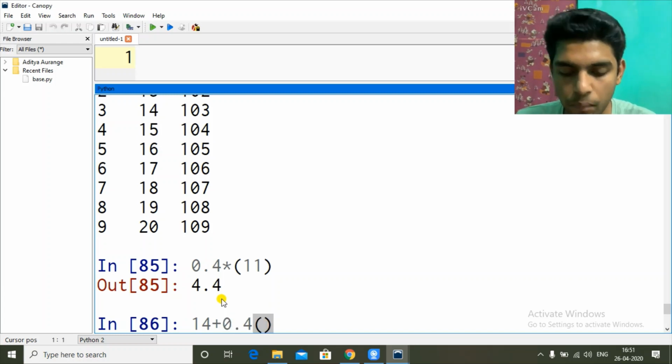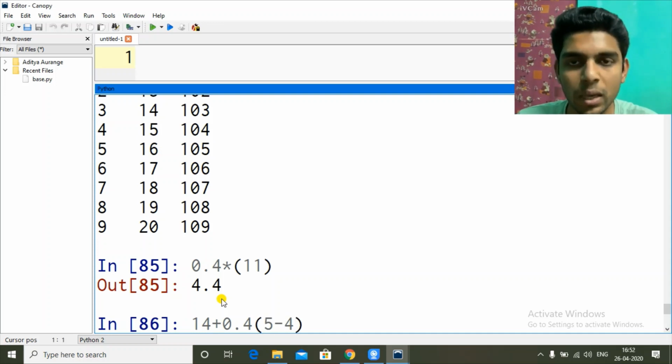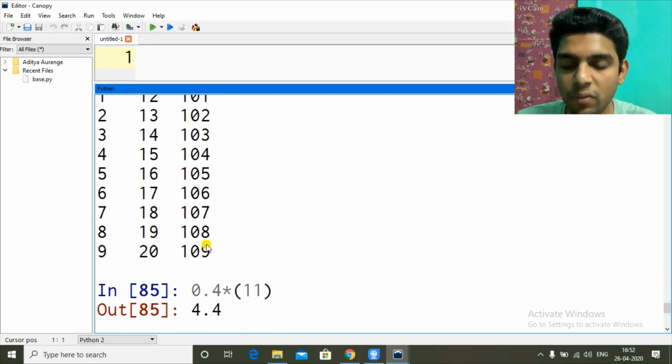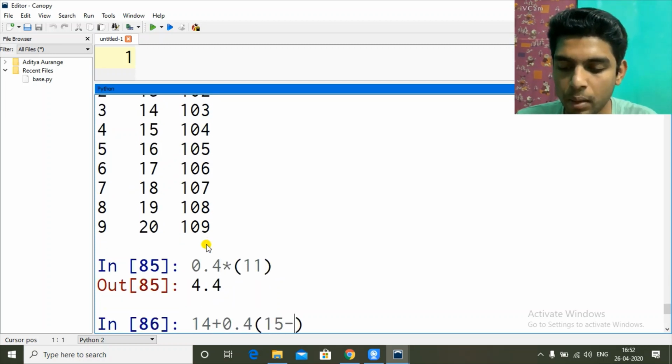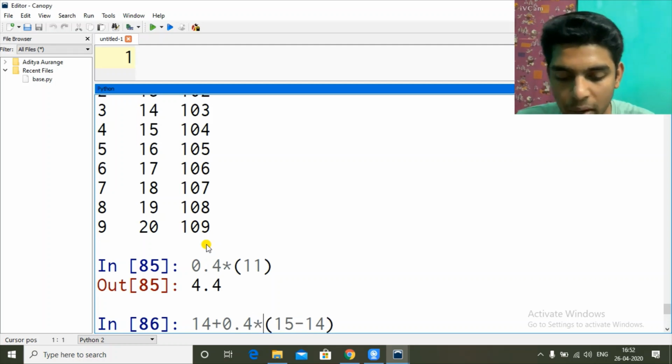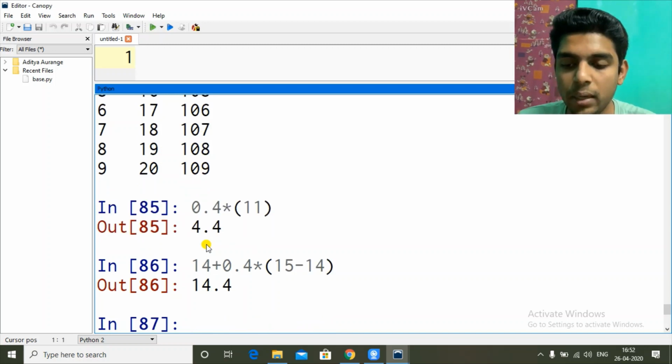0.4 into fifth value minus fourth value. Okay, fifth value minus fourth value. So what is the fifth value? 15 is my fifth value. So 15 minus 14. If I do this, I will get my quantile value at 0.4, which is 14.4.